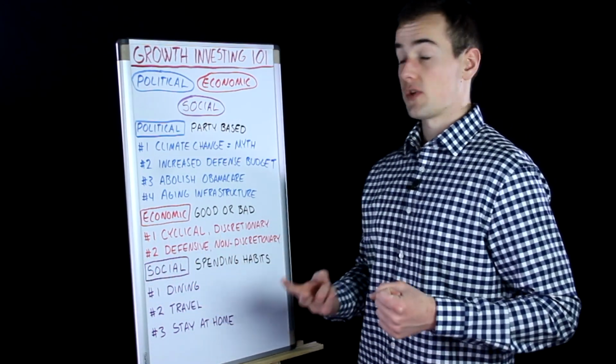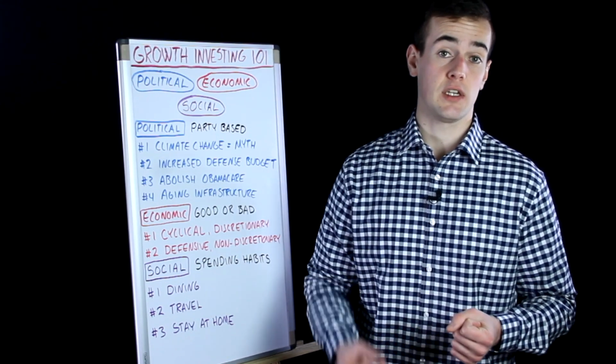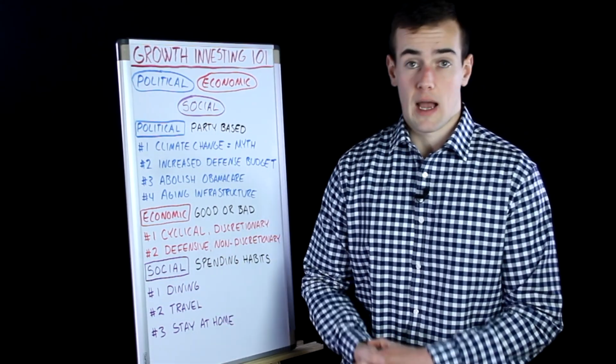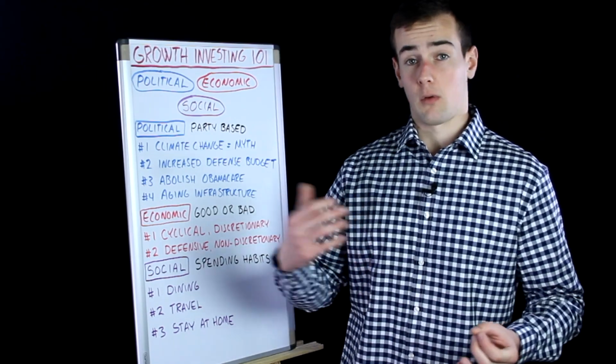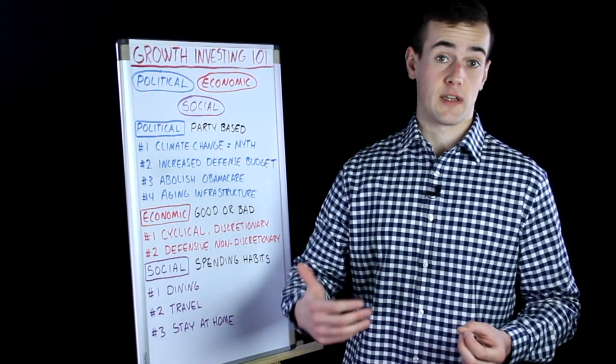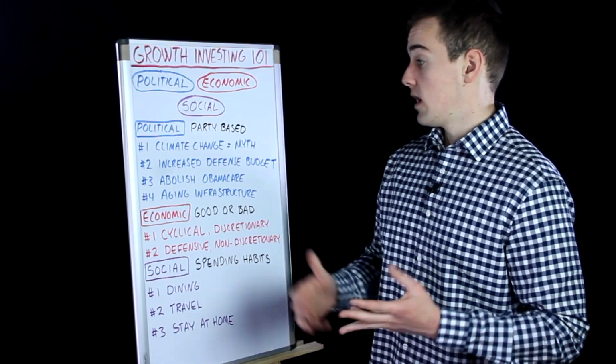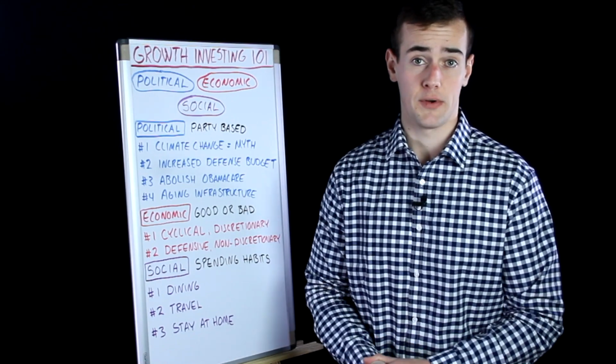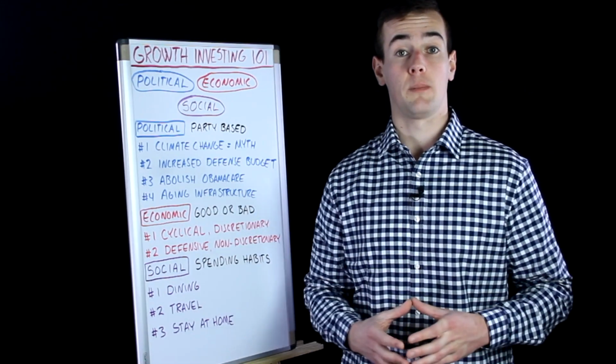Now, number 2, we also know that Trump has significantly increased the defense spending budget. So you might say, I'm going to look into companies like Boeing or Lockheed Martin because these companies benefit largely from an increase in government defense spending. Number 3, we know that Trump wants to abolish Obamacare, so maybe private health insurance companies like United Health are looking like an appealing option right now.